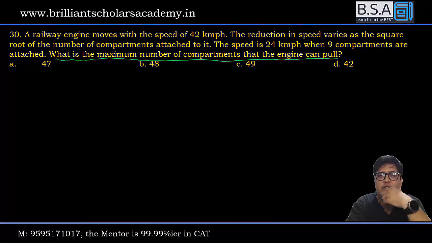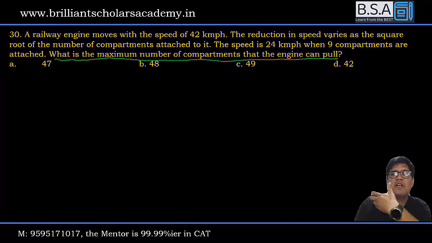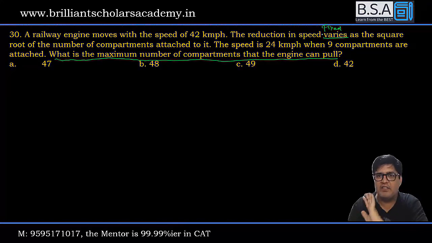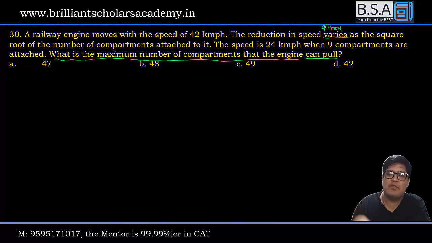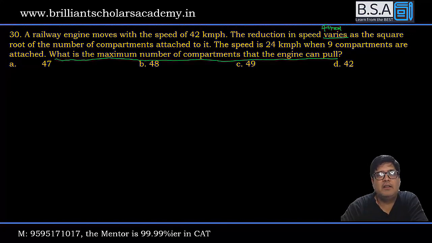A railway engine moves with the speed of 42 kmph. The reduction in speed varies as the square root of the number of compartments attached. Now look again, the word varies is here, but this is telling you proportionality. No fixed word is written anywhere, so it is not fixed variation or inverse variation. It's a direct variation. It is simply asking you proportionality. Speed is 24 kilometers per hour when 9 compartments are attached. What is the maximum number of compartments attached that the engine can pull?